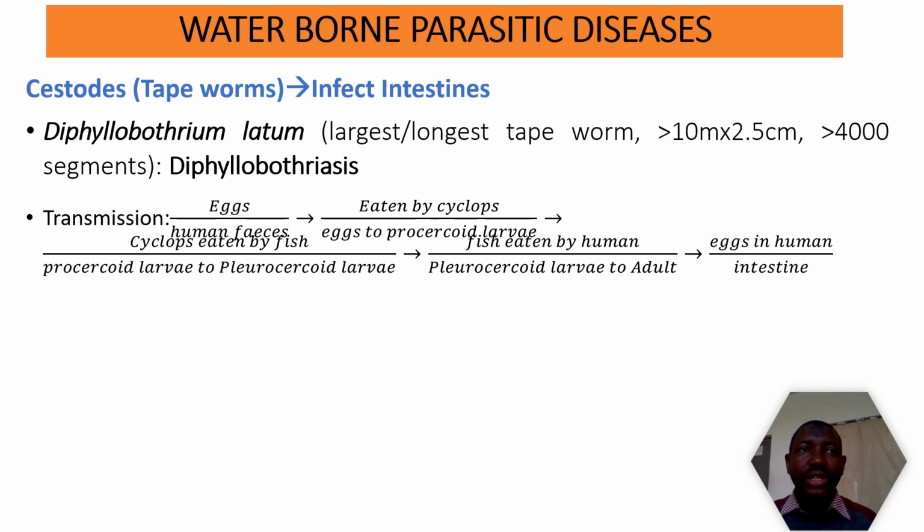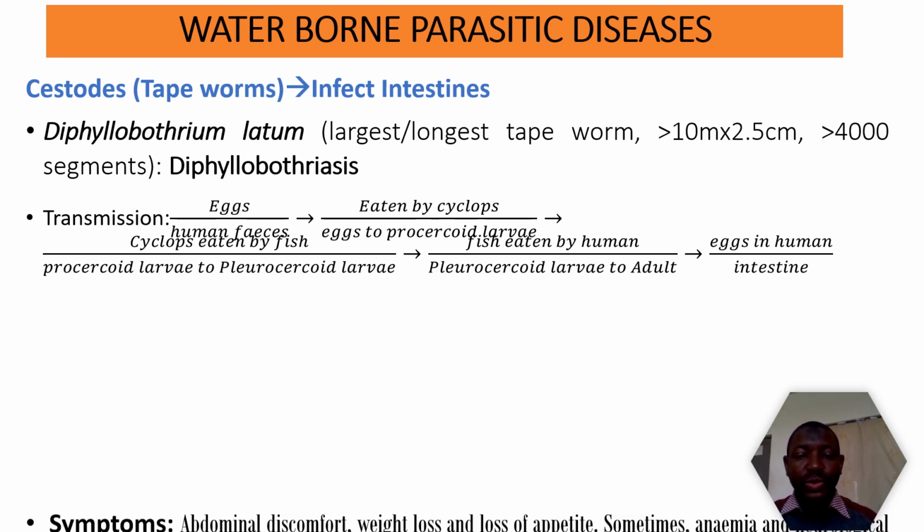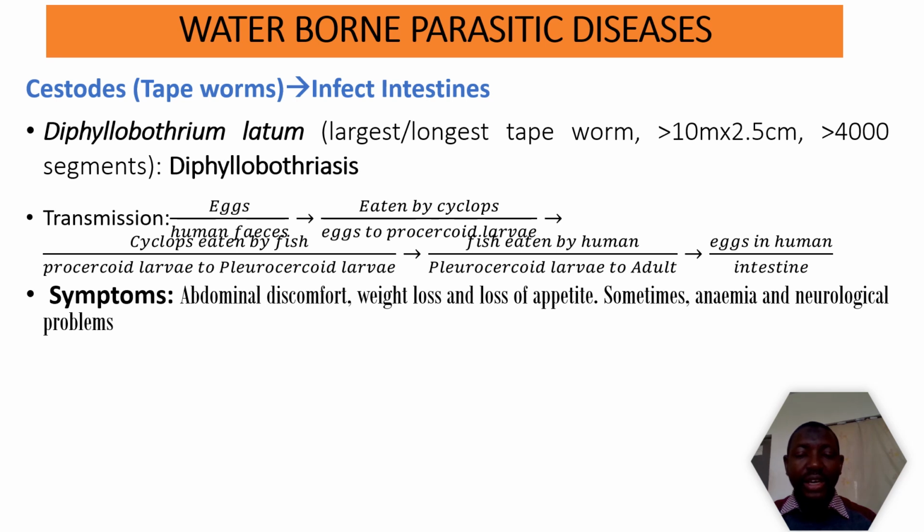You are eating a lot, and the nutrients that have been digested, that are ready to be utilized by the body, will be used by the parasite instead of the body, and therefore the person will experience weight loss, loss of appetite, and sometimes even anemia, a shortage of red blood cells, because red blood cells require nutrients. So if there are low nutrients in the body, anemia will result, and neurological problems can also be observed in heavily infected individuals.